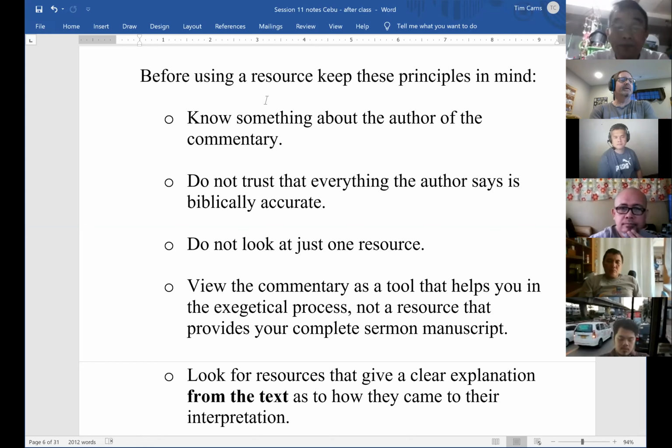What kind of church has he come from? What kind of seminary did he train at? That'll help you to know a little bit about his background, his theological perspective, and that's important and helpful when we consult a resource. Is he a reliable resource? And sometimes you'll need to ask others in order to determine that. Don't trust everything the author says as biblically accurate. I think we all know that.